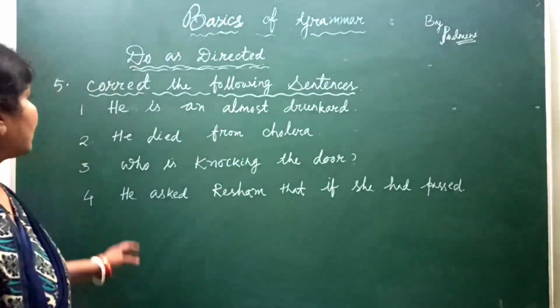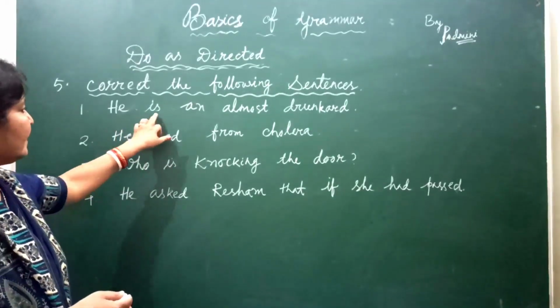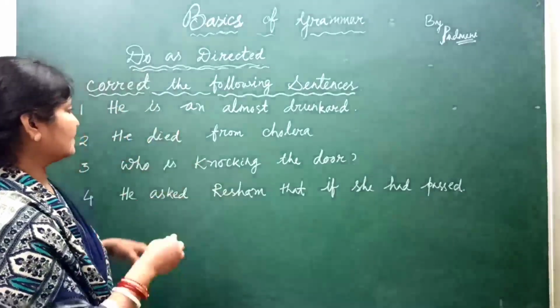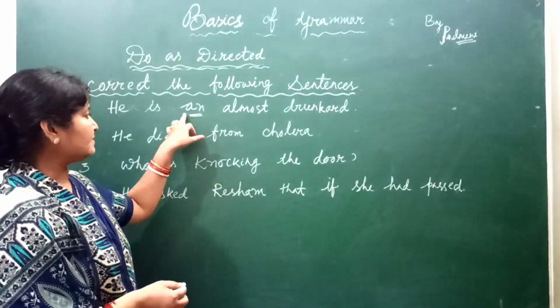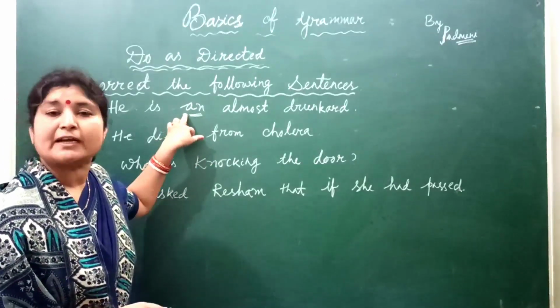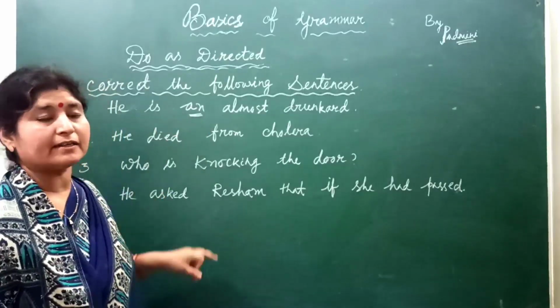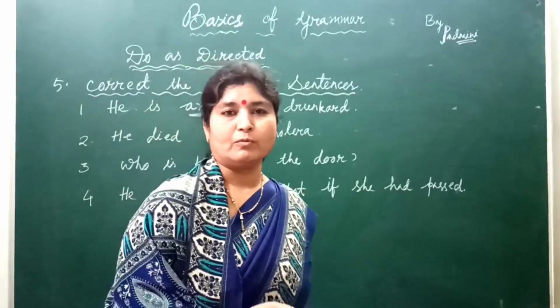Okay. So correct the following sentences. First question is, he is an almost drunkard. So he is an. What is an? My dear class, what is an? An is an article. What kind of article? It is an indefinite article. So article where we will use the article before noun.